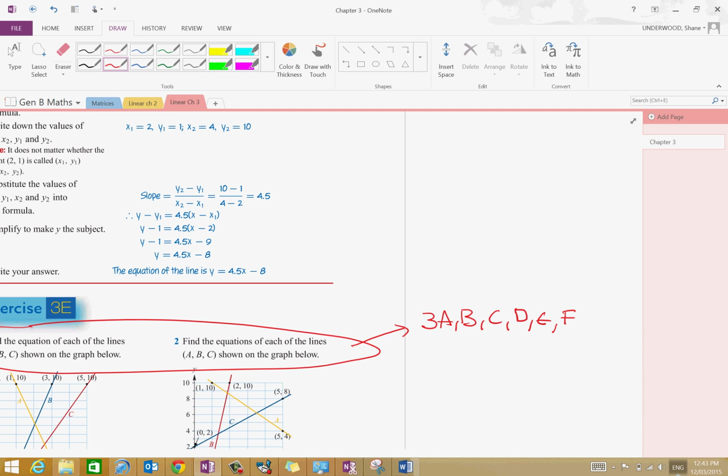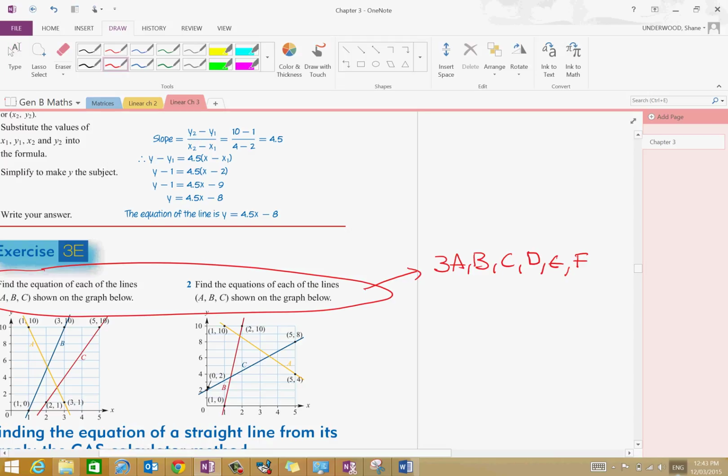I'm assuming it's all known. So what we're going to do is I'm going to show you how to do this one. Find the equations of each of the lines. Oh, you know what? Let's do this negative one because negative ones are always a little bit harder, aren't they? Okay, let's just rub that out. And we're doing this one.